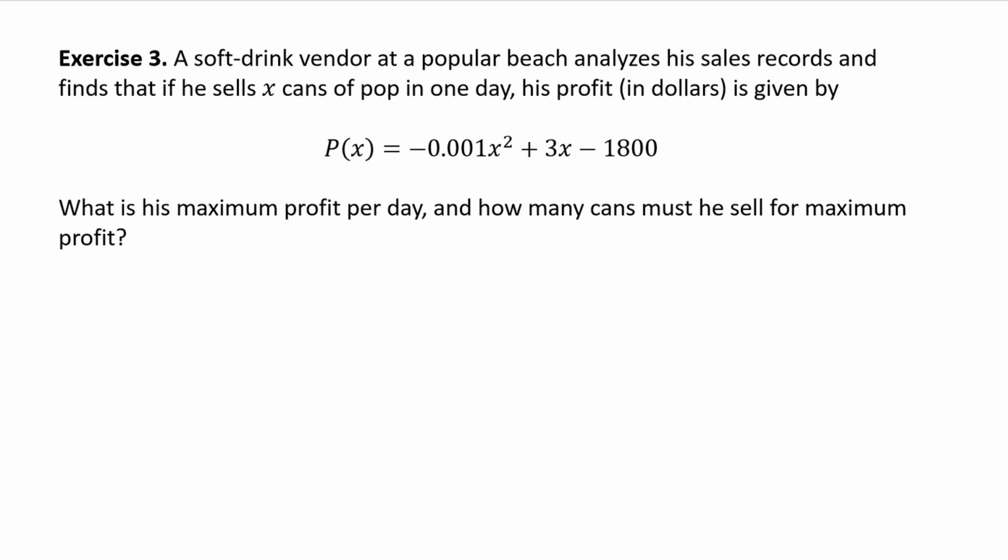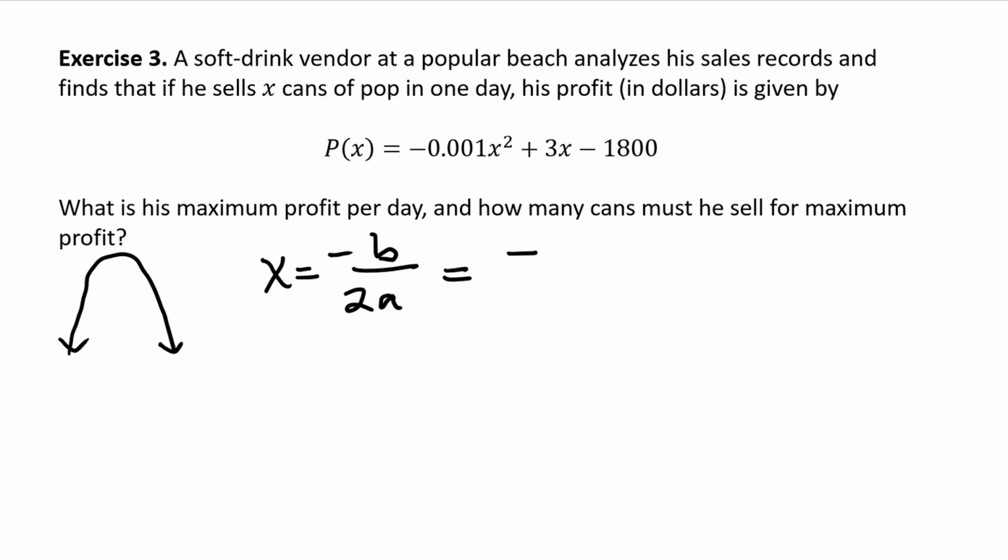So let's recognize that we are looking at a parabola because it's a squared function, and furthermore the coefficient is negative. So we know that you have an upside down parabola, and that's real important when you're looking for max. Okay, so let's find the x value. That's the number of cans he has to sell each day. That's going to be the negative of b over 2a.